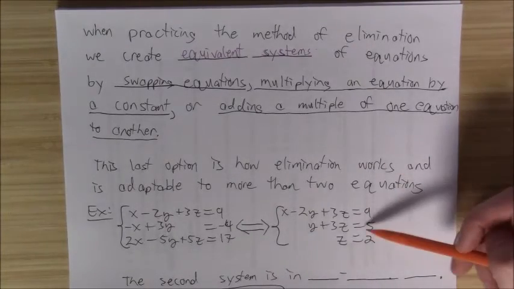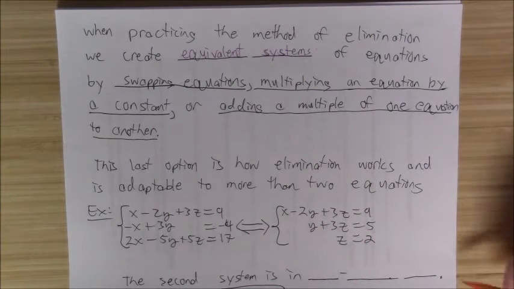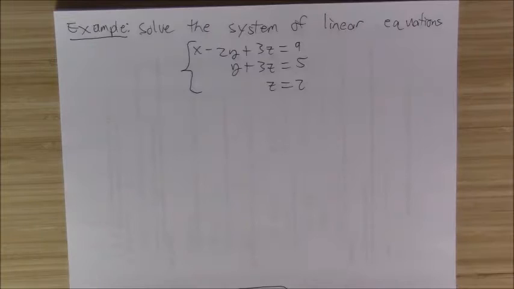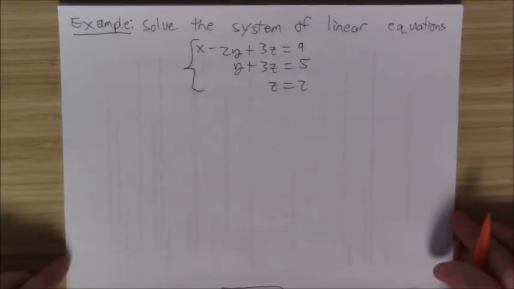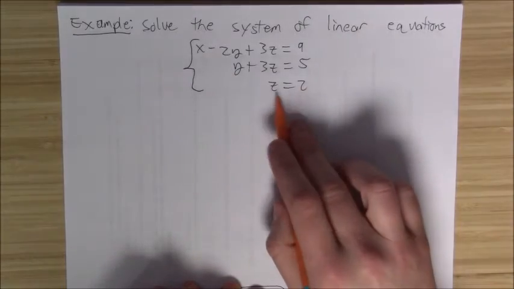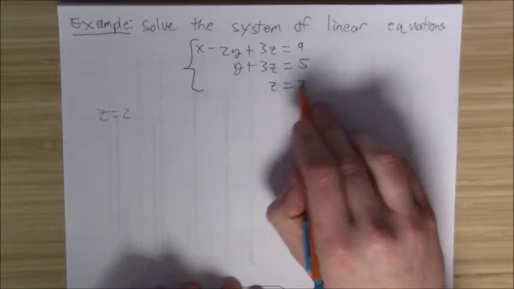And what's nice is you may say, well, why would you care about this form? Well, this form is in what's called row echelon form. And again, you may be wondering, why do you care about row echelon form? Well, as this next example shows, it's much easier to solve a system of equations when it's in row echelon form.